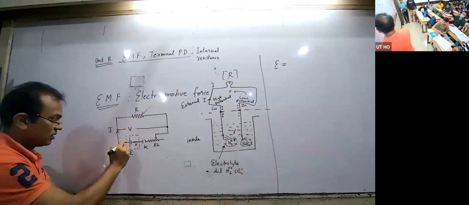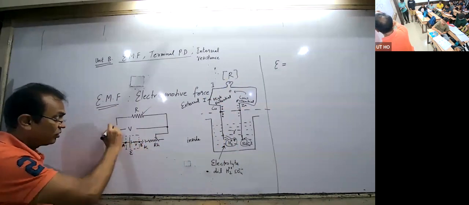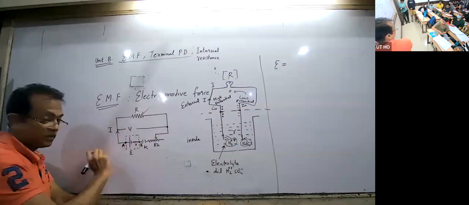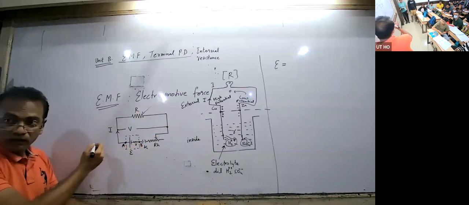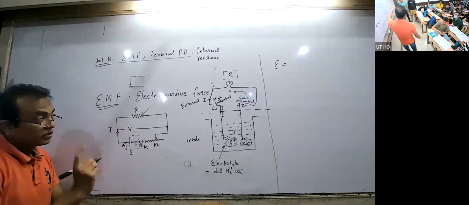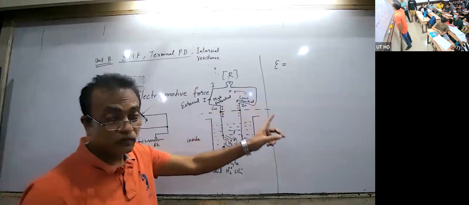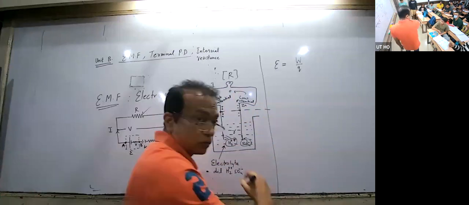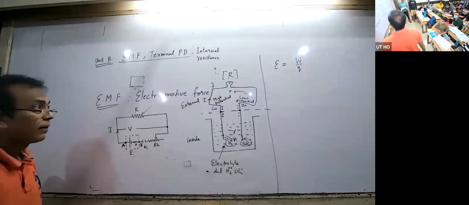Let's say this is point A and this is point B. So from A to B outside the cell is the external circuit, right? And from B to A is through the cell, that is internal. So EMF is the work done in taking a unit positive charge through the full circuit, internal as well as external. Okay, that is EMF, right?